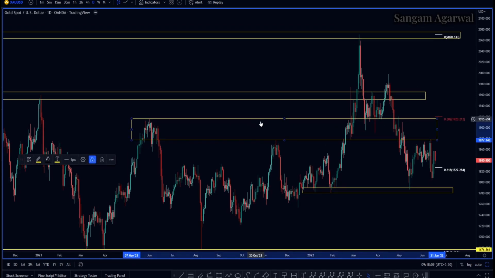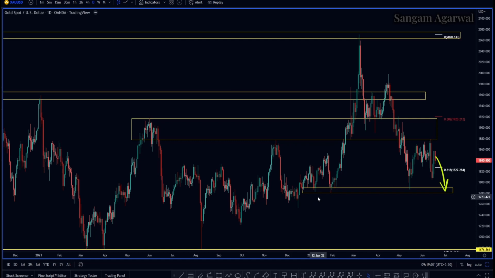Our next upside resistance is 1877 to 1916. On this daily time frame, it is making a resistance on this first resistance area near 1877, and for a downside breakout our next support is 1719 to 1780, and this area has been tested multiple times as a support on the daily time frame. So this is the key area.